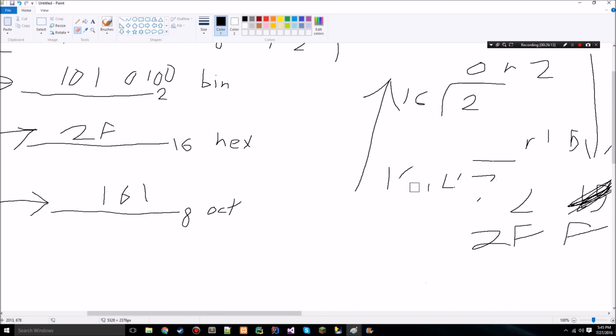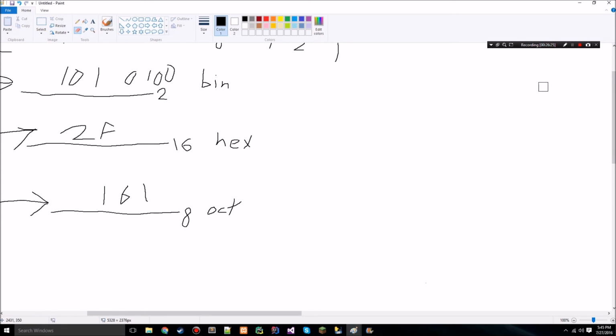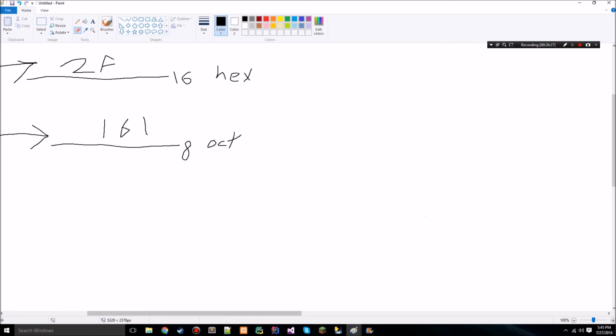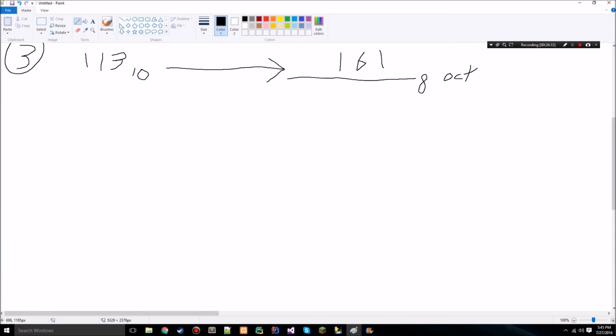So now this is the last one of the quiz. Go ahead and erase everything, nice and neat. So we have 113, and we're going to divide by 8.